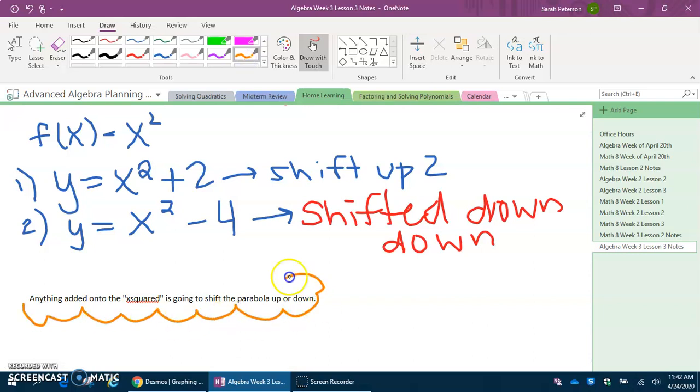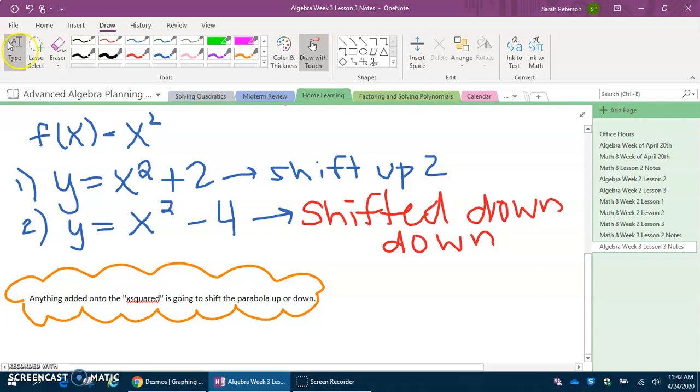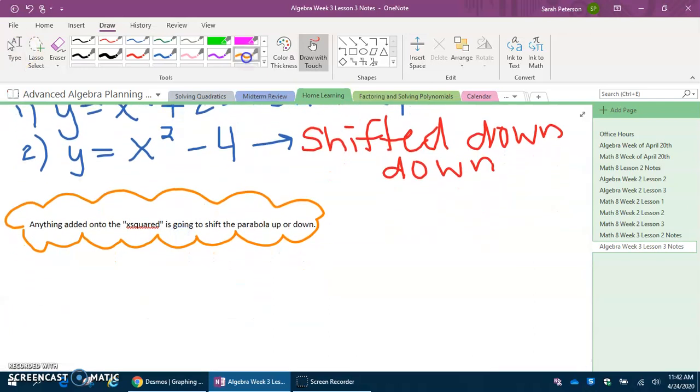That's an important piece. So now we're going to look at a different type of transformation. The first one I want to look at, and we're going to compare everything to f of x, our parent function, equals x squared. And we're going to say, all right, what happens when I do this?